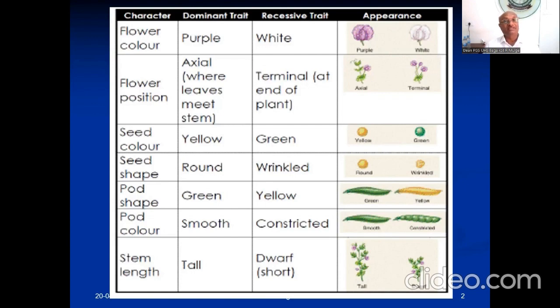So seed color, yellow and green. Yellow is dominant over green, and flower position, axial is dominant over terminal. And then the seed shape, round and wrinkled, round dominant over wrinkled. Pod color, green dominant over yellow. Pod shape, smooth is dominant over constricted. Stem length, tall is dominant over dwarf.